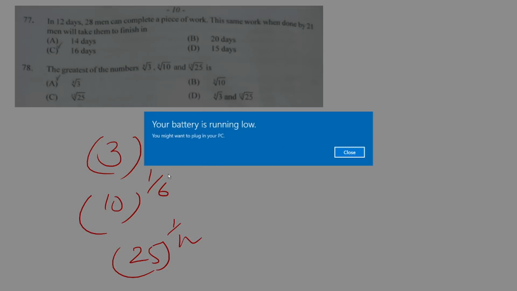Now question number 78. Here 1 by 4 raised to the power, 1 by 6 raised to the power, and 1 by 12 are given. What is the LCM of 4, 6 and 12? The LCM of 4, 6 and 12 is 12. Then the function is raised to the power 12 and we multiply it.